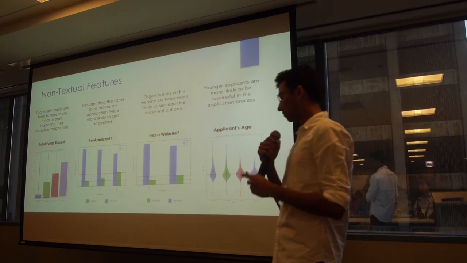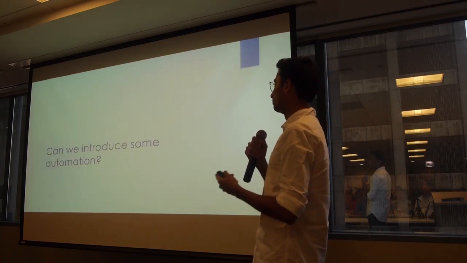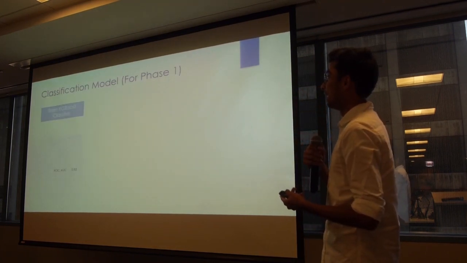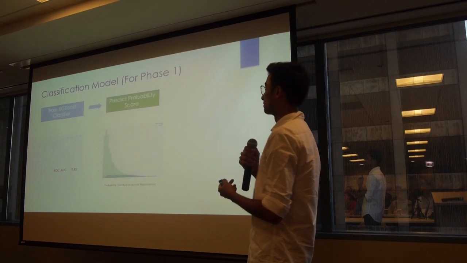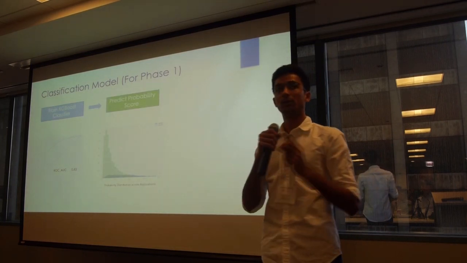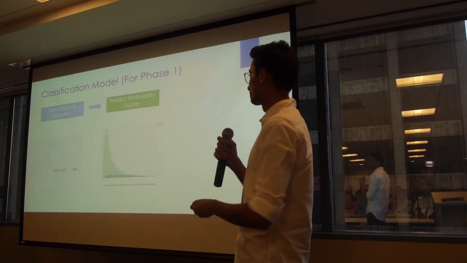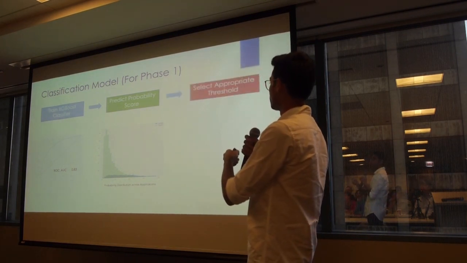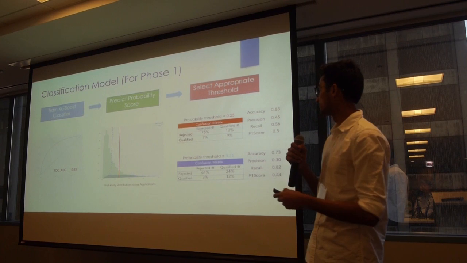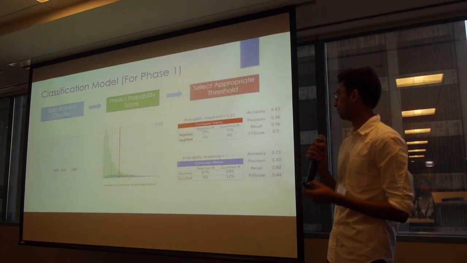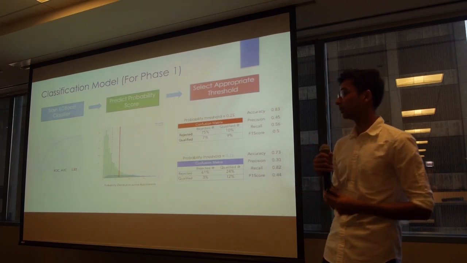Once all these features were extracted, we used these features to build an automatic classifier. We trained a classifier using these features and assigned a probability score to each application so that we can predict its probability of making it through the application process. And by choosing an appropriate threshold, we could successfully reject almost 61% of the rejected applications.